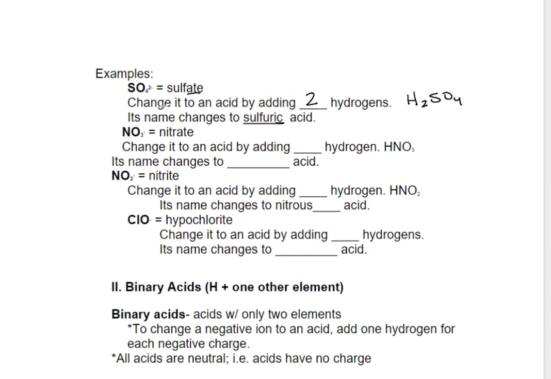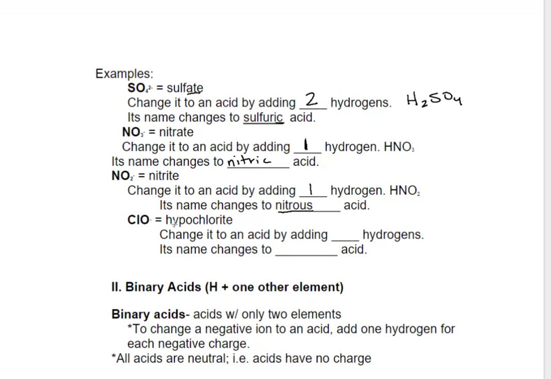Nitrate is NO3 minus, so adding 1 hydrogen gives HNO3, and its name changes from nitrate to nitric acid. Nitrite, you add 1 hydrogen and change it to HNO2. Its name changes to nitrous acid.